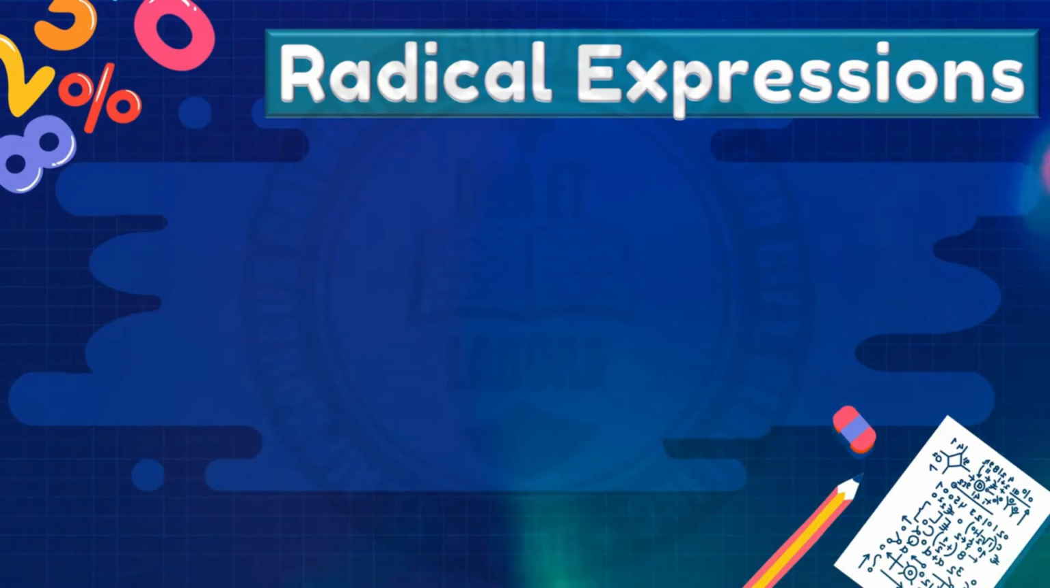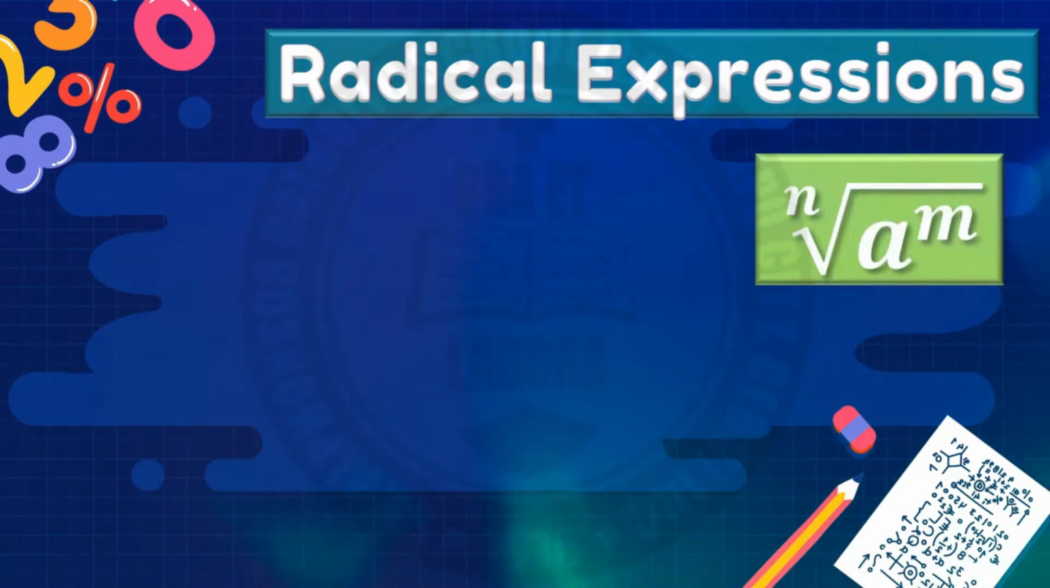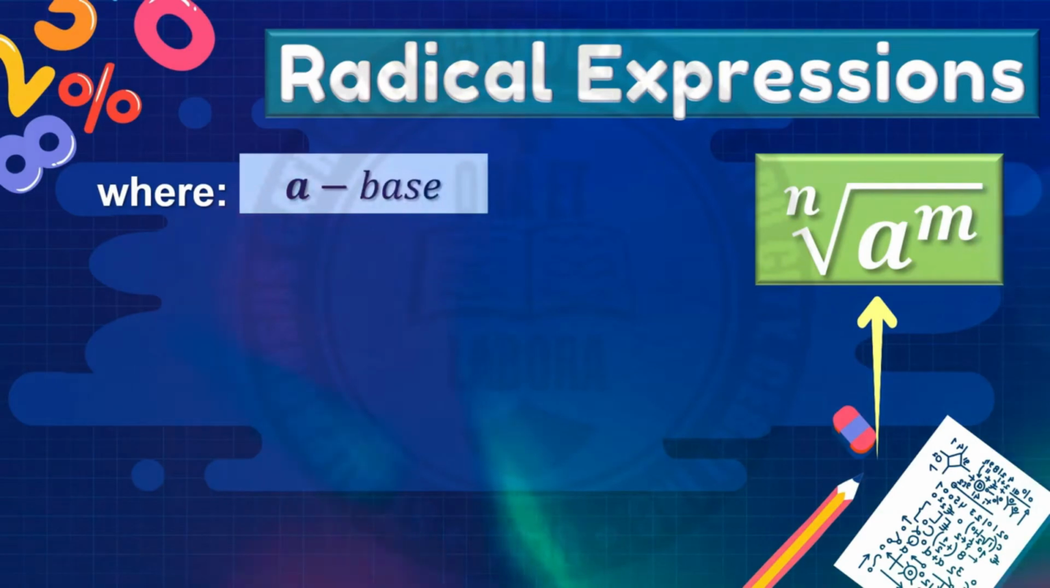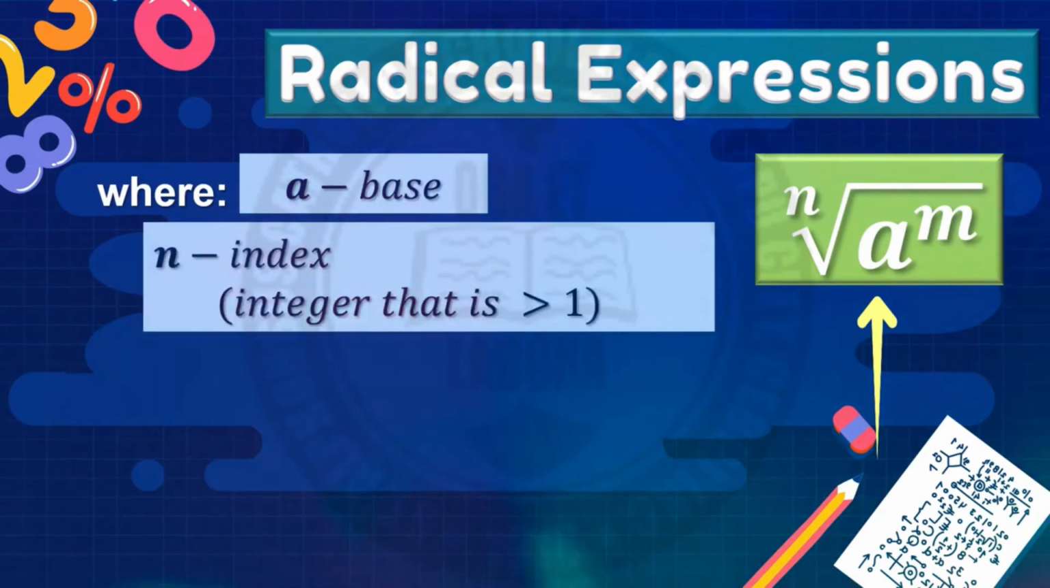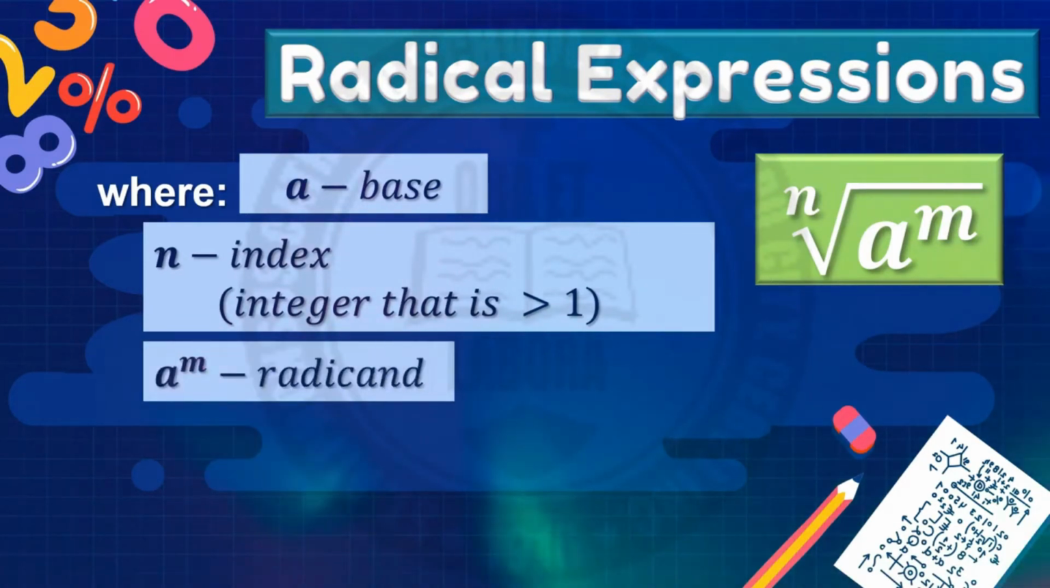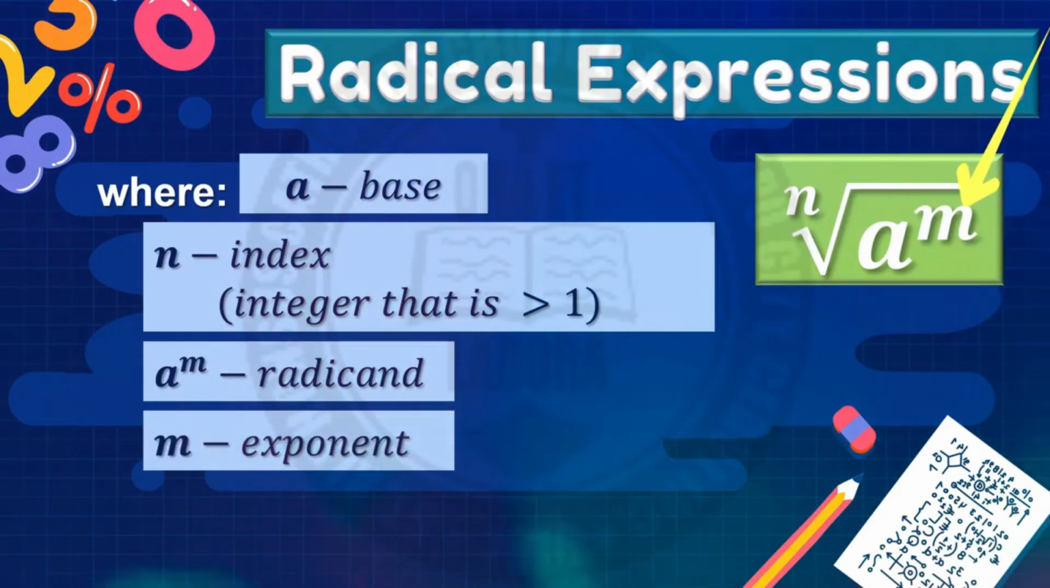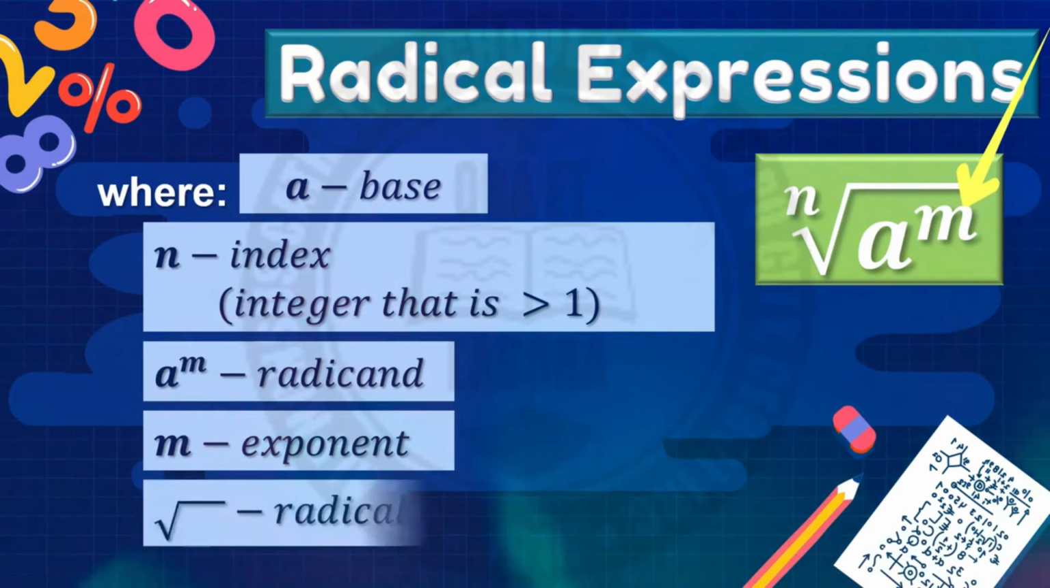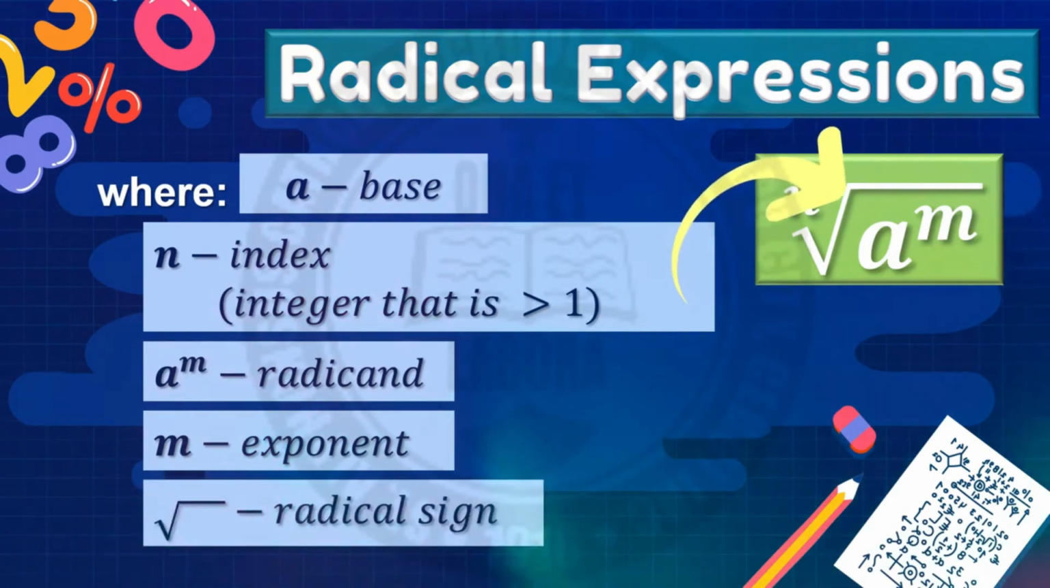In this expression, the nth root of a raised to m, a here is the base, n is the index, and it must be an integer greater than 1, a raised to m is the radicand, m is the exponent of the radicand, and the symbol often mistaken as the square root symbol is what you call the radical sign.